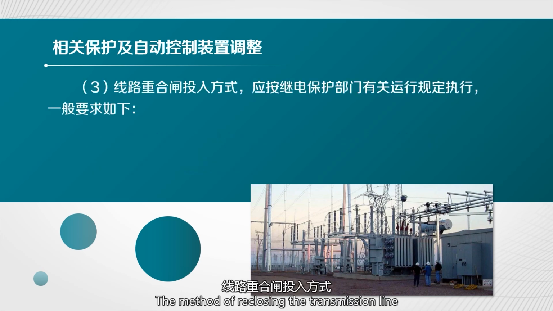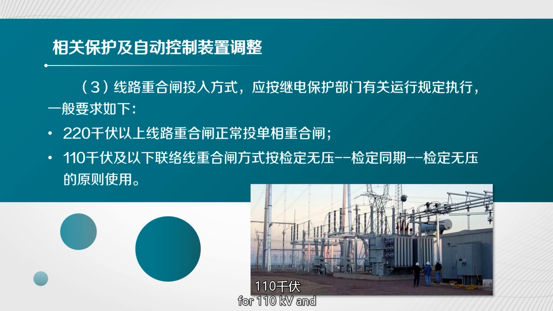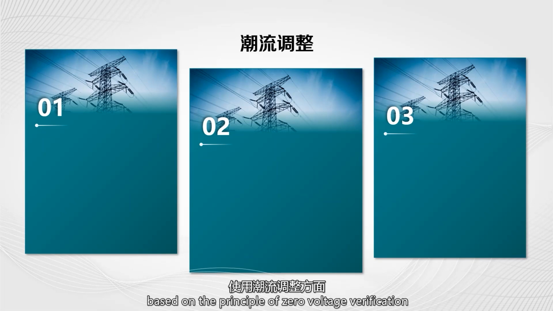The third point, the method of reclosing the transmission line should be implemented in accordance with the relevant operating regulations of the Relay Protection Department. The general requirements are as follows. Reclosing the transmission line above 220 kV: normal single-phase reclosing method. For 110 kV and below interconnection line reclosing using power flow adjustment, based on the principle of zero voltage verification.